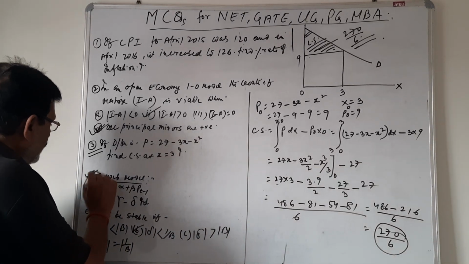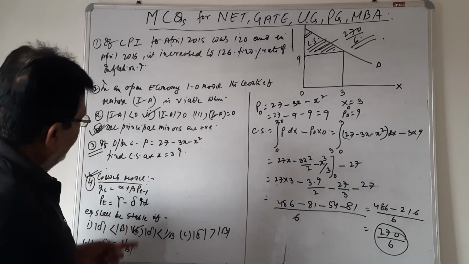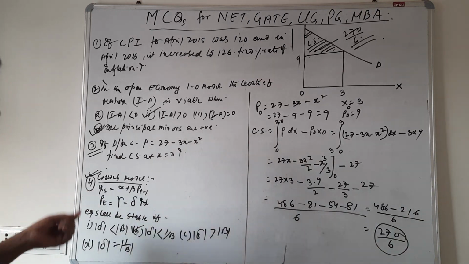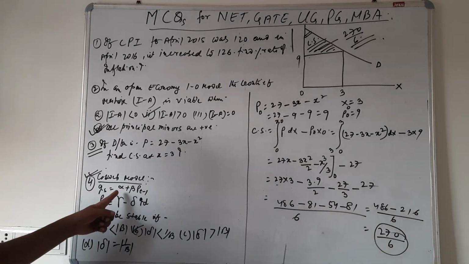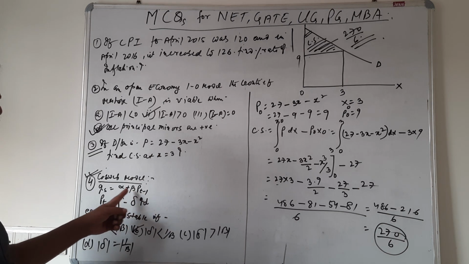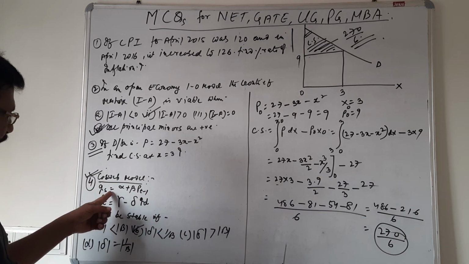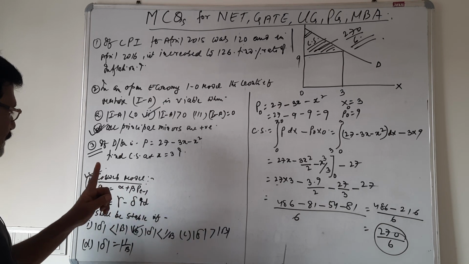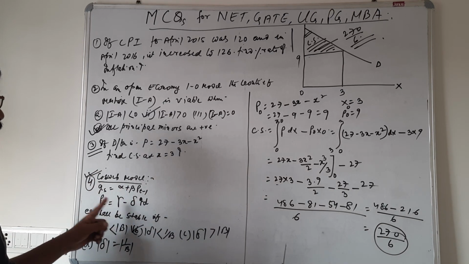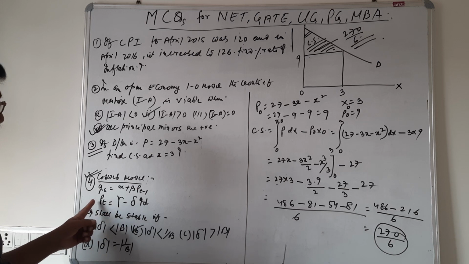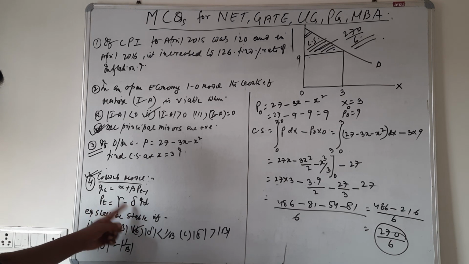This is the cobweb model, and it is not in a standard form. QS is alpha plus beta PT minus 1. Absolutely, in the cobweb model we have a 1 period lag in the supply function and no lag in the demand function, but this demand function is not in a standard form.